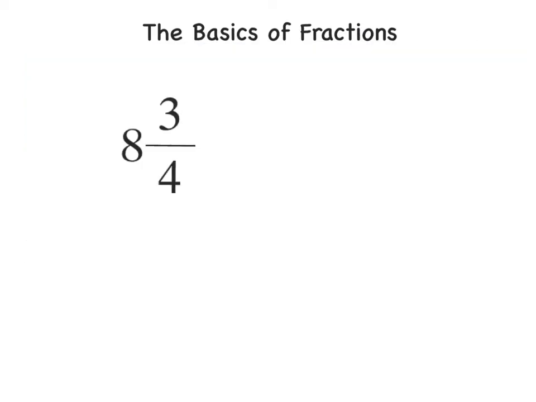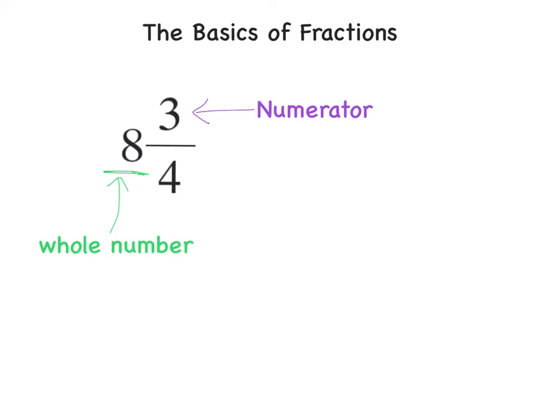Let's start by taking a look at the basics of fractions. So we have the number 8 3/4. This 8 right here is a whole amount, so it is a whole number. In the number 8 3/4, the number 3 represents the numerator. The numerator tells me how many pieces of an amount I have.